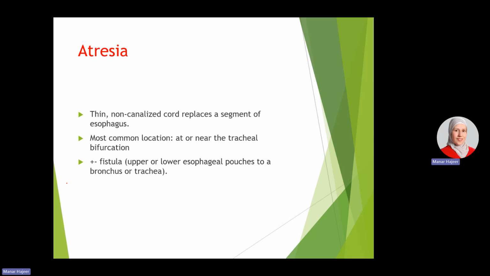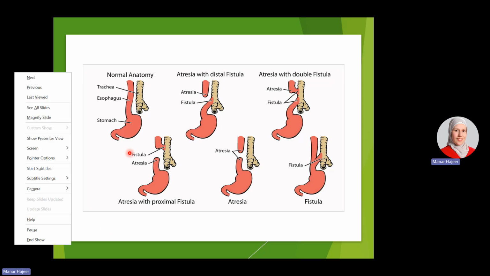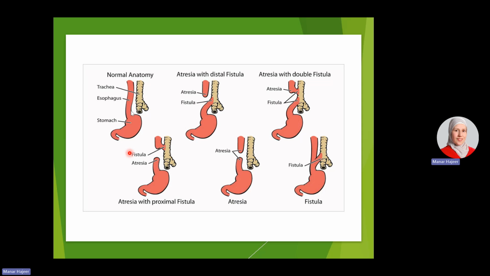The most common location is at or near the tracheal bifurcation, and sometimes it is associated with a fistula that can connect the upper part of the esophagus or the lower part of the esophagus with the trachea or the bronchus, with consequent risk of aspiration and aspiration pneumonia. As you can see here in this picture, we can see the normal anatomy, in which we have a full esophagus separated from the trachea and the bifurcation of the trachea to 2 main bronchi.